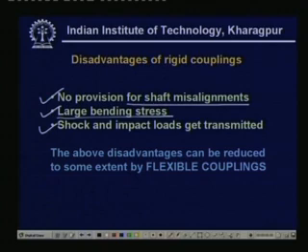The third point is that shock and impact loads get transmitted. That is very important, because sometimes shock appears in one machine, for example, which is connected to one part of the shaft. It should not be transferred to the other shaft. So, coupling should have adequate flexibility in order to restrain this impact, but a rigid coupling cannot restrain this impact.